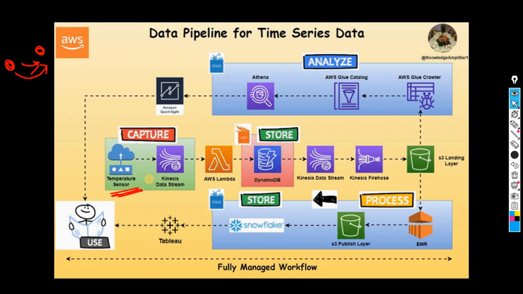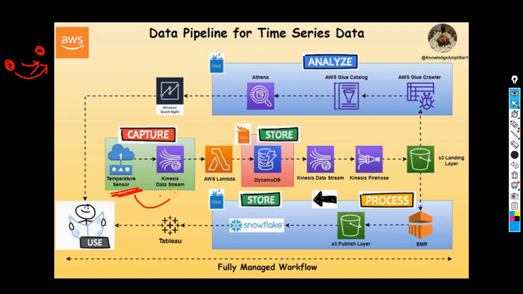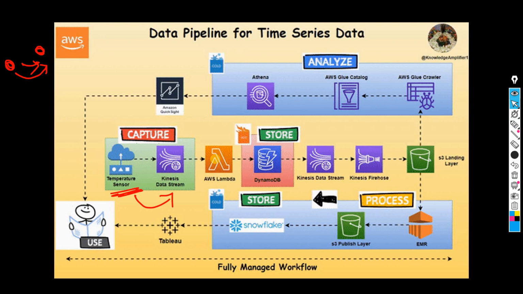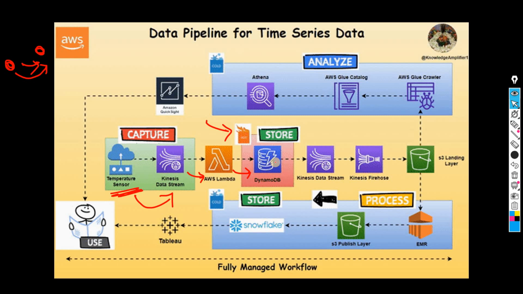So here we have our temperature sensor. It is capturing the current temperature and putting it in some data streaming system. Here we are using Kinesis Data Stream. Okay. Now here we need to save this data in some database where we can easily and frequently access it, and do read, write, update kinds of operations. So for that, one such system is DynamoDB. So from Kinesis Data Stream, we can trigger our Lambda, and Lambda can write that data in DynamoDB.